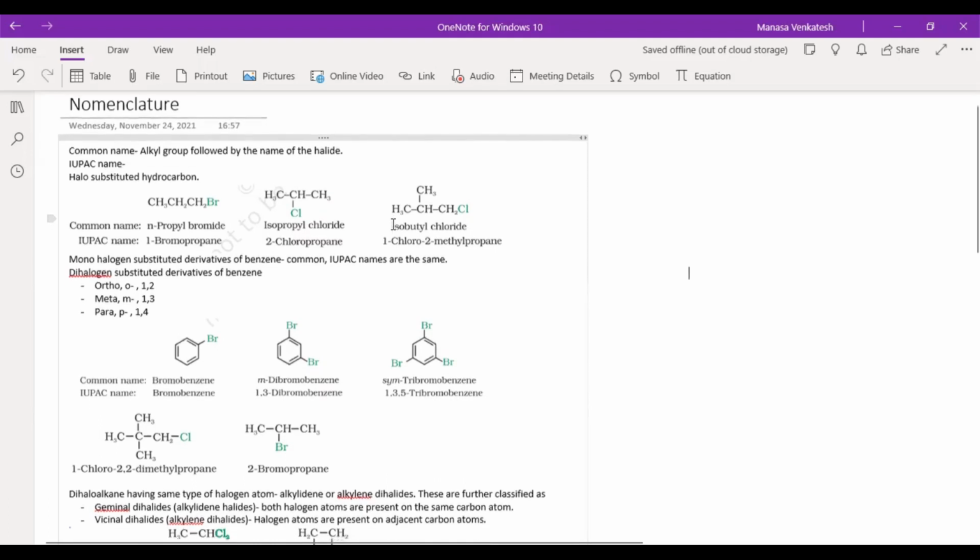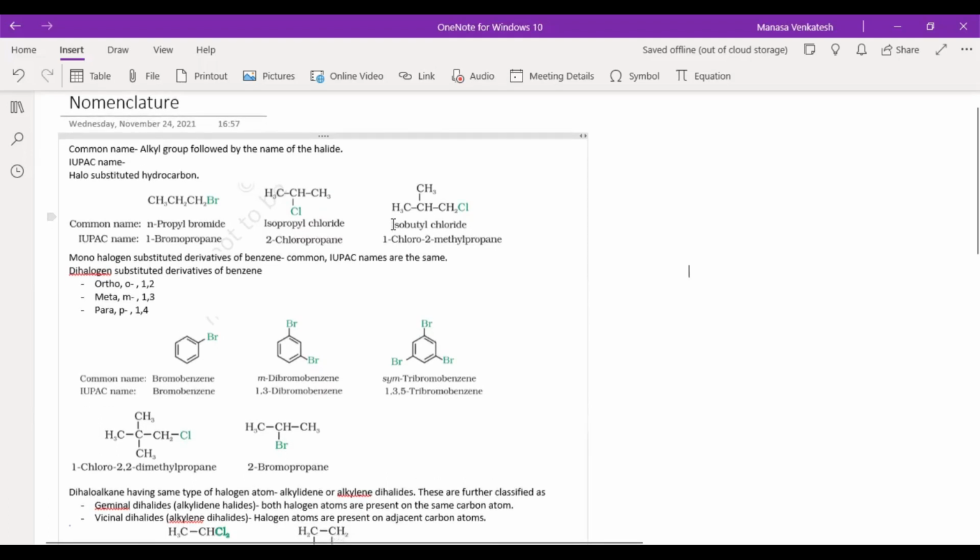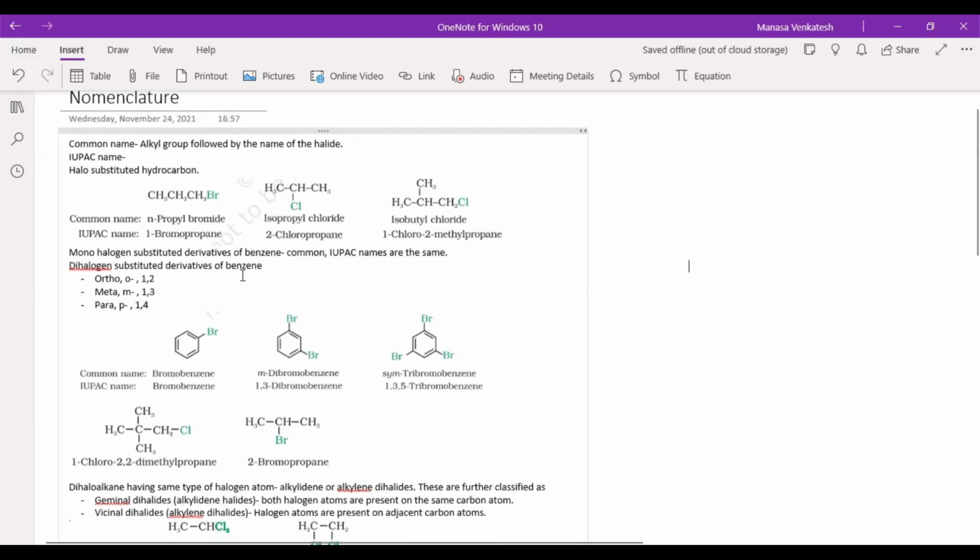So the thing you need to remember for halogens is that the name of the halogen atom is written as a prefix and not a suffix. Next is the monohalogen derivative. For monohalogen derivatives of benzene, the common as well as the IUPAC names are going to be the same. So for example, here you have bromobenzene. Bromobenzene is a monosubstituted derivative of benzene.